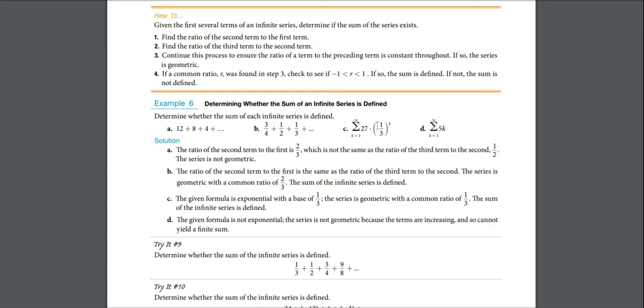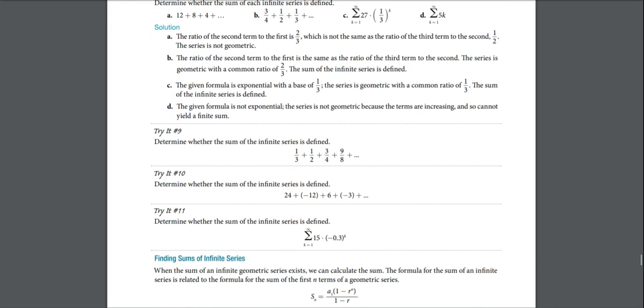For this one, r is 1/3. We know that it's geometric because this is the correct form for an explicit formula of a geometric series. And r is 1/3, so it's less than 1, which means the sum of this one is defined. So I could actually find a sum for this one. This one's arithmetic, so there's no sum for that.